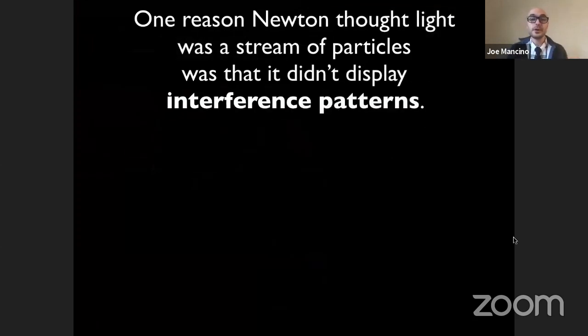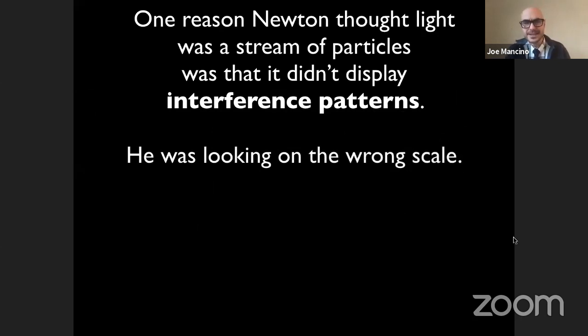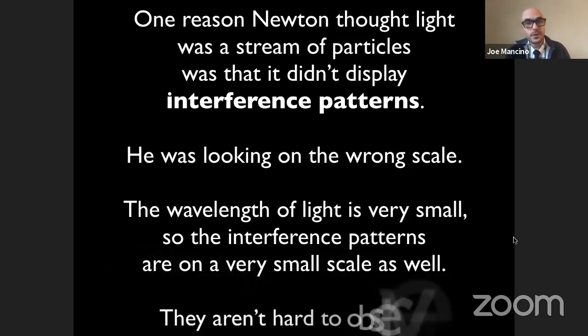See, one reason Newton thought light was a stream of particles was that it didn't display interference patterns. Newton's issue was he was looking on the wrong scale. Light is really, really small. Because the wavelength of light is so small, the interference patterns it makes are very small. But they're not so hard to observe.